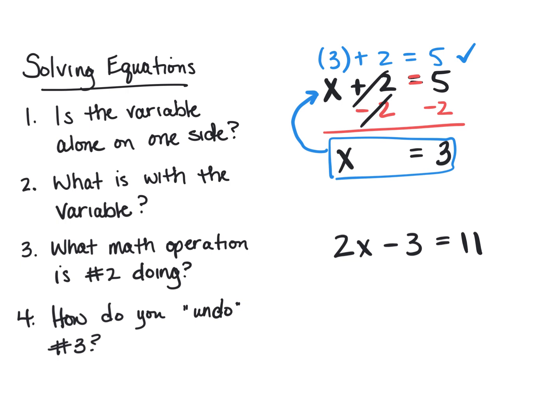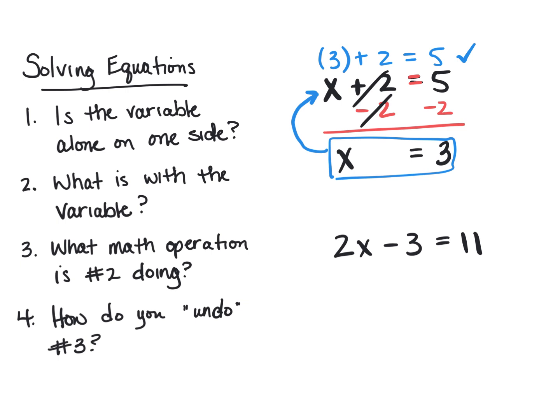And the way I like to explain this is that the further you get from the variable, the easier it is to undo the process. And since the 2 is attached to the variable, the minus 3 is kind of sitting off to the side a little bit. We're going to go after that minus 3 first. So question number 1, is it alone? No. What's with it? Times 2 and a minus 3. Well, we know we're going to go after the minus 3 first.